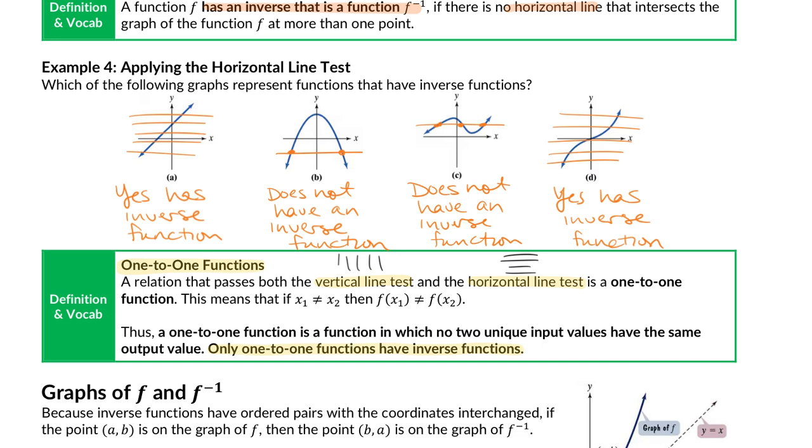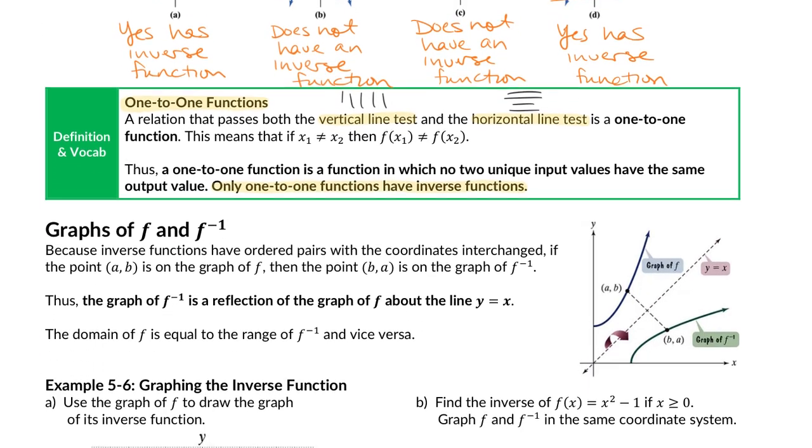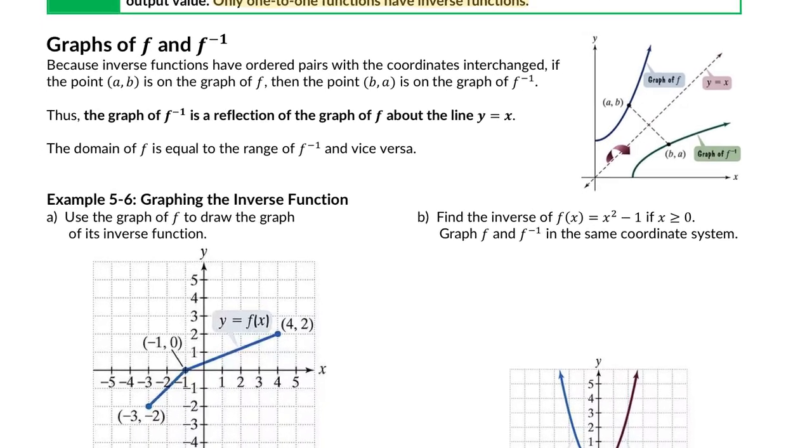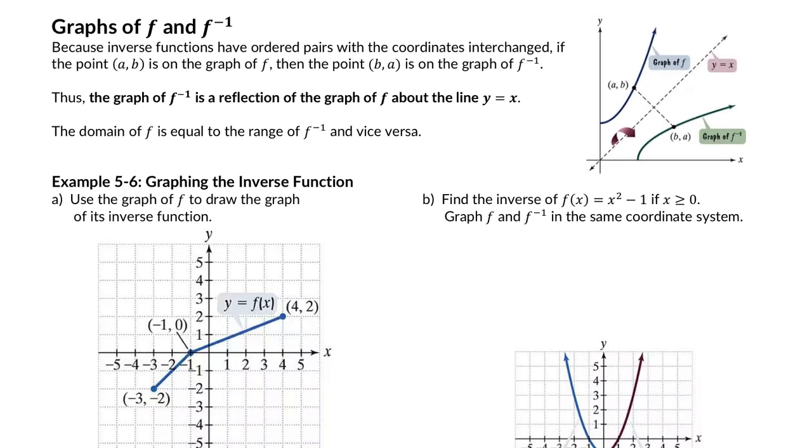So if it asks you, is this function one-to-one? You do the vertical line test and horizontal line test. The answer has to be yes, it passes both, and then the function is one-to-one. It's unique input values and unique output values. But once we know that a function has an inverse that is a function, we're going to be able to graph those inverses on the same coordinate grid. So we're going to be graphing an original function f and its inverse at the same time.